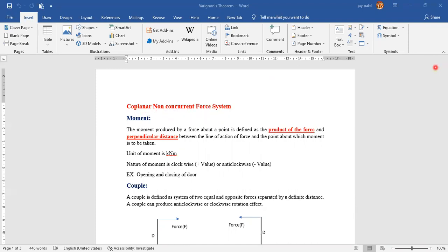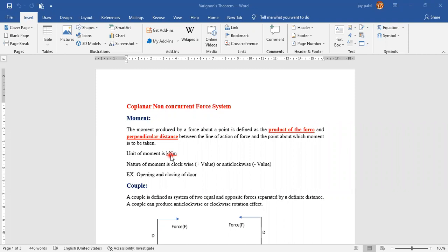First of all, I think we have discussed the definition of moment and couple, but I have not discussed the technical terminologies of the definition. So let me discuss them. All of you know what a moment is and what a couple is. But if the exam asks you to define moment and define couple, you have to write like this. The moment produced by a force about a point is defined as the product of force and the perpendicular distance between the line of action of the force and the point about which the moment is to be taken. Keep in mind, this is the definition of moment. I hope it is clear to all of you.